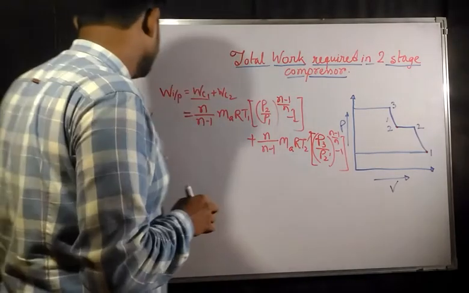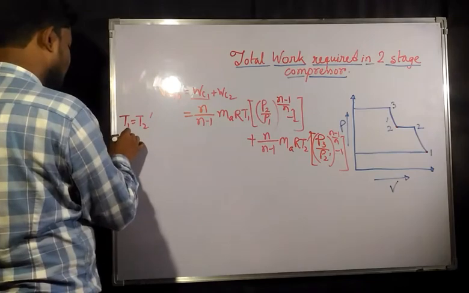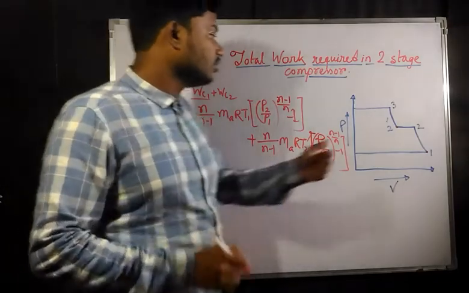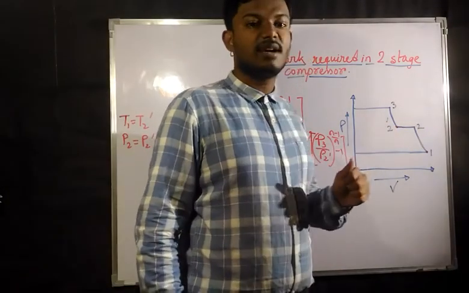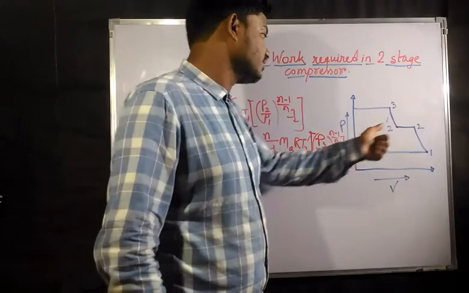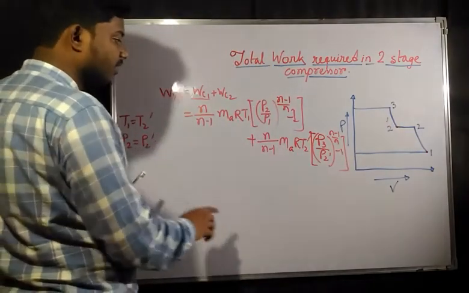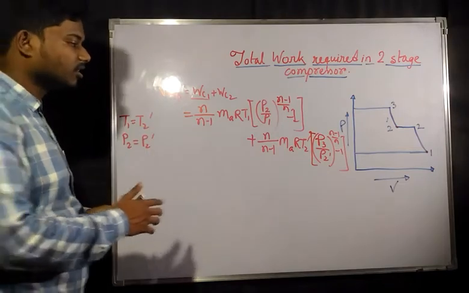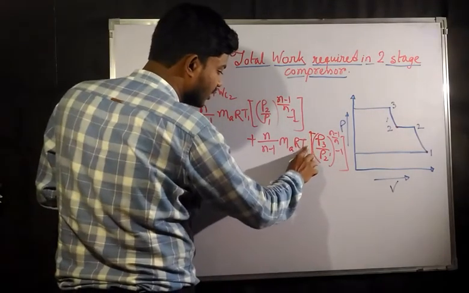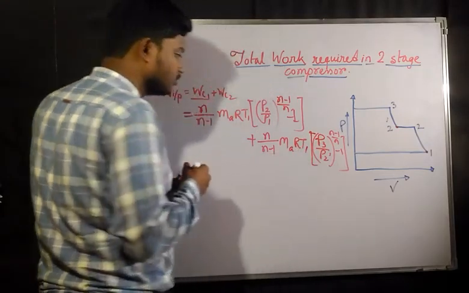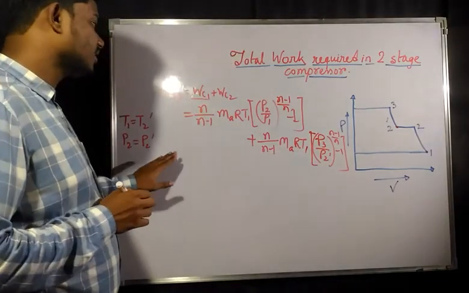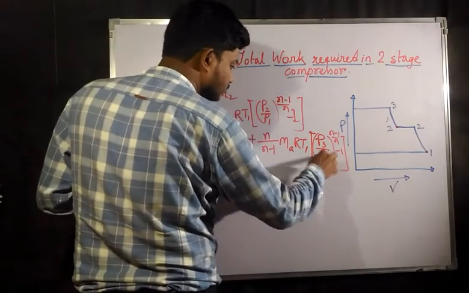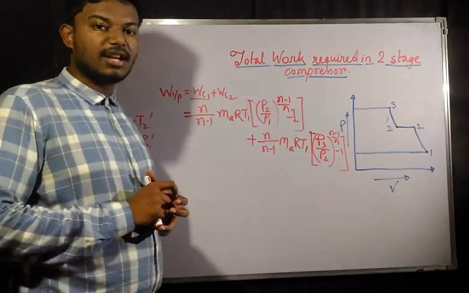Another thing we can write is that P2 is now going to be equal to P2 dash, because from 2 to 2 dash it is coming at constant pressure. So from here, T1 is equal to T2 dash, so in place of T2 dash you can now write T1, and in place of P2 dash you can write P2.